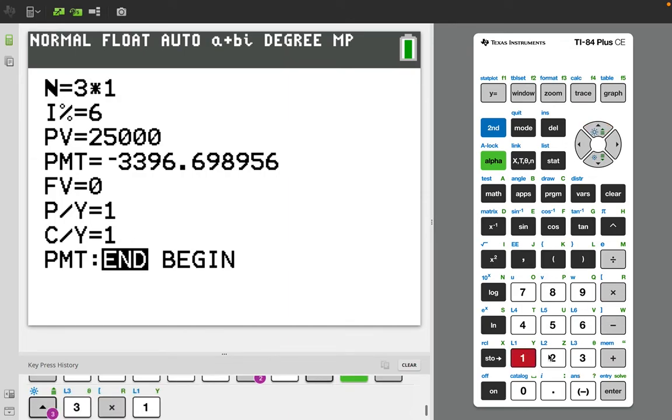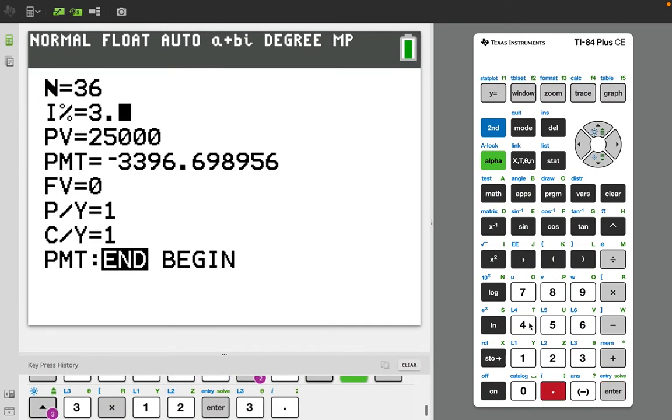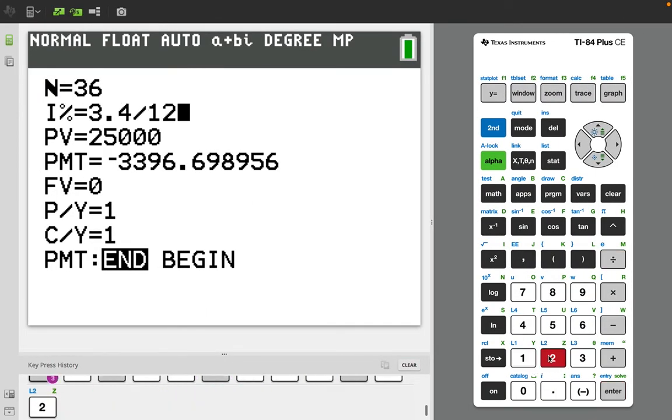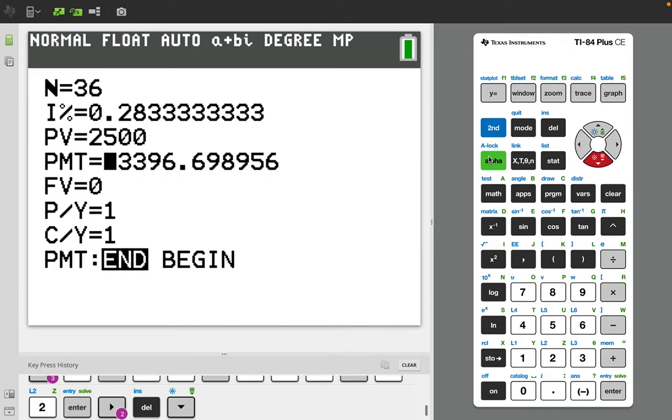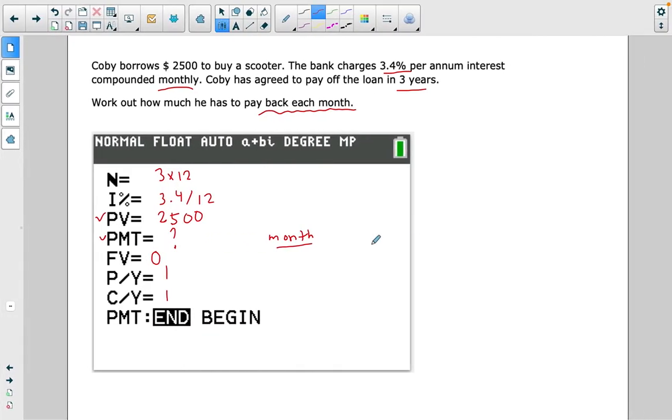N is 3 times 12. We have the interest as 3.4 divided by 12. We have 2,500 as the borrowing. Everything else stays the same. Alpha solve, and we get 73.14. Yes, it's negative, but remember, we don't need to deal with the negative. So 73.14 each month, he has to pay that with that interest, and in 3 years, he's going to be able to pay off the 2,500.